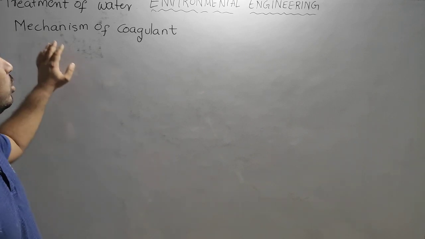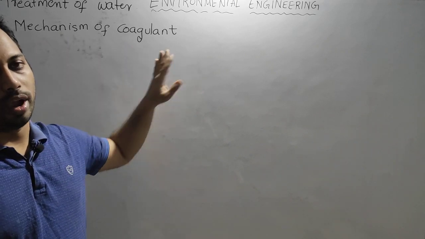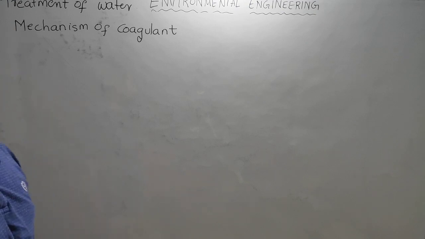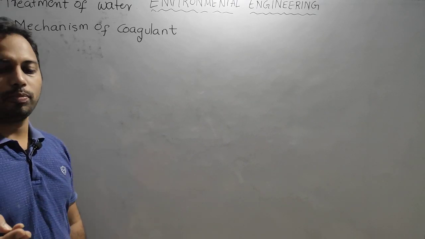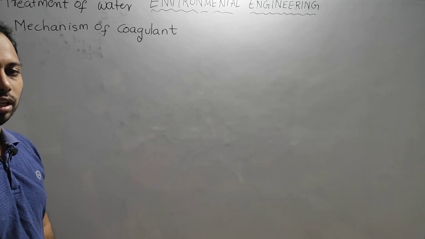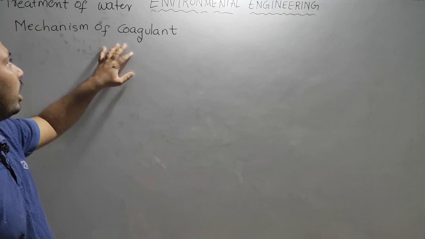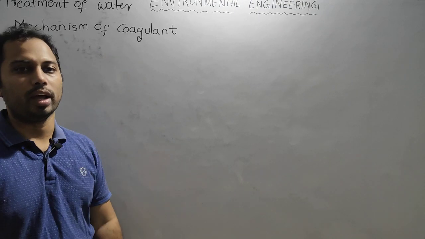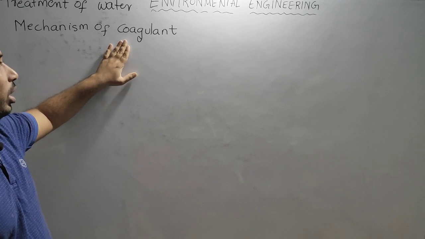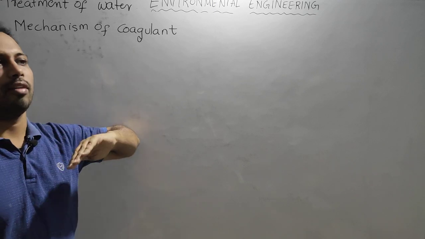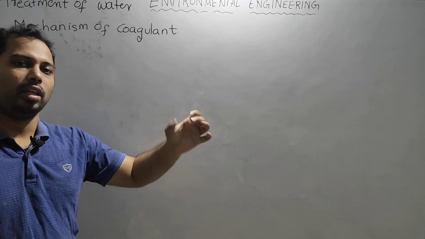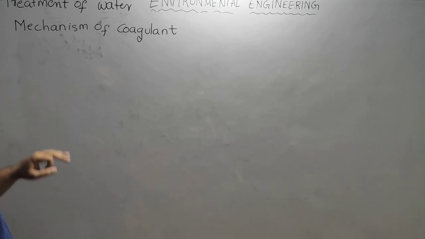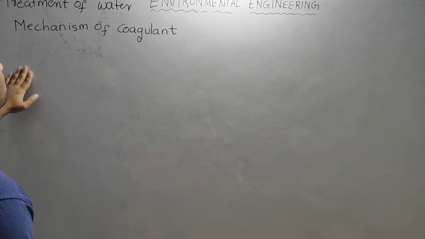So in this session, we are going to start the mechanism of coagulant. What we discussed in the previous class is that we need two things: destabilization of the particle and agglomeration of the particle. These are the two tasks that this coagulant has to fulfill. So any coagulant you add should have a mechanism such that at the end of it, it settles the particles which are finer. Now, there are four mechanisms for a coagulant.